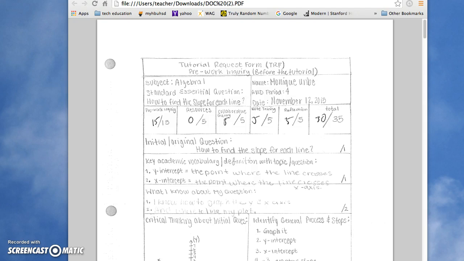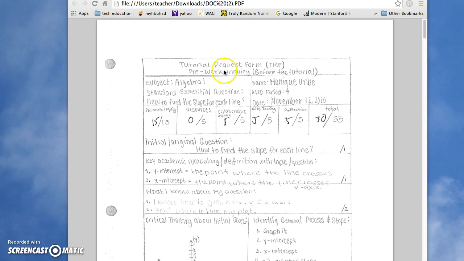So there's three parts to the reflection: what they as an individual did, both good and bad, what the group did, both good and bad, and finally what they learned and got out of the TRF or tutorial experience. So today we're going to take a look at 3 TRF forms and talk about how they were graded and how I, as a teacher, an avid teacher, would grade these TRFs.